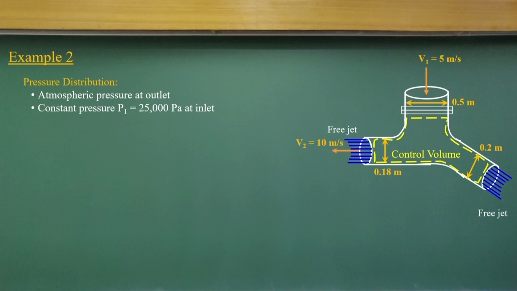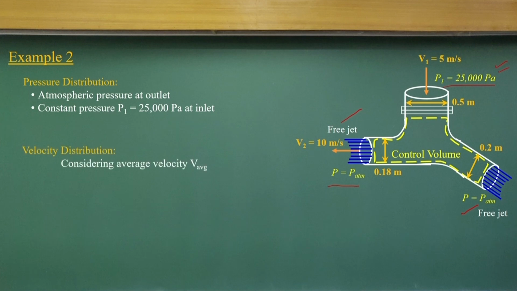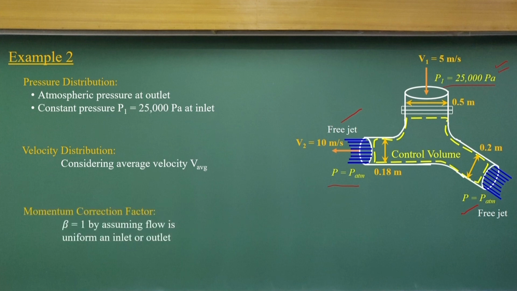If we have this fixed control volume, first we will find out the pressures. The pressure at the inlet is given as 25,000 Pascal, and at the outlet the pressure is atmospheric pressure. So, you have the free jet at these two locations where the pressure is atmospheric. At these two points you have pressure equal to atmospheric pressure, but at this point I have the pressure which is 25,000 Pascal, newtons per millimeter square. Again we use the concept of average velocities. We neglect the velocity distributions. We use beta equal to 1 for the inlet and the outlet.